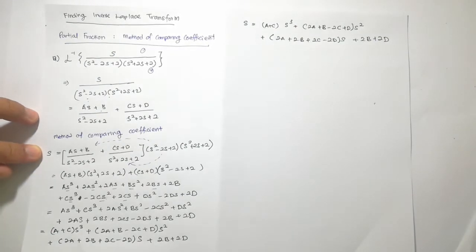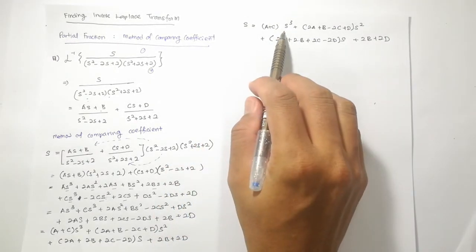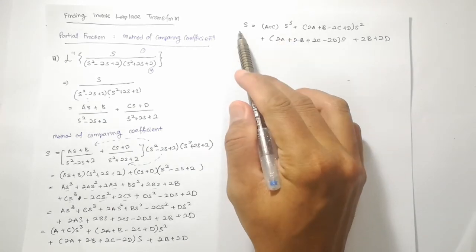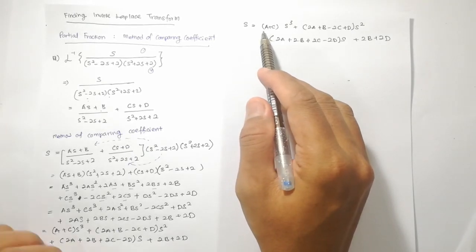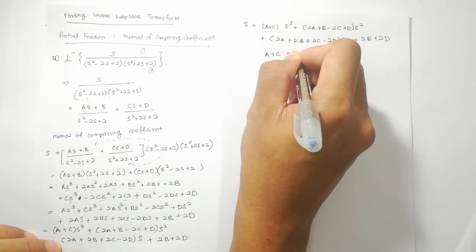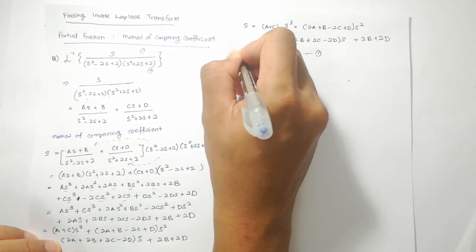Okay, so now we will do the method of comparing coefficient. So we will compare the left side of the equation with the right side of the equation based on the s term. So for s power of 3, we don't have any s power of 3 on the left, so meaning that a plus c will be equal to 0. So we have a plus c equal to 0. This one is for the s power of 3 term.